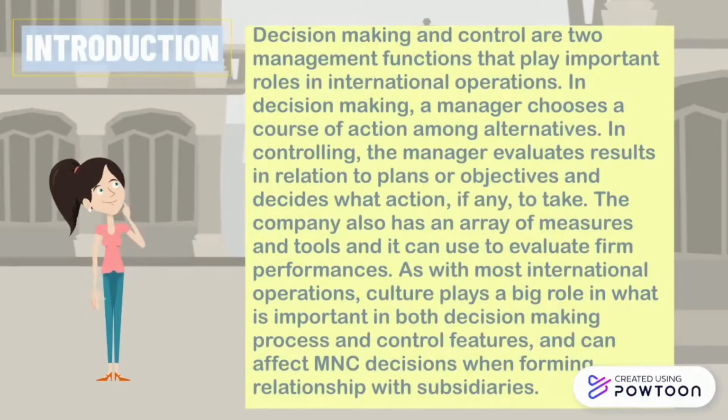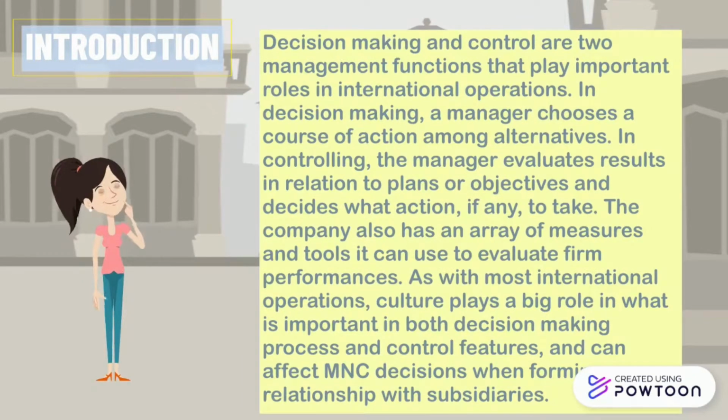Introduction. Decision-making and control are two management functions that play important roles in international operations. In decision-making, the manager chooses a course of action among alternatives. In controlling, the manager evaluates results in relation to plans or objectives and decides what action, if any, to take. The company also has an array of measures and tools it can use to evaluate firm performance.